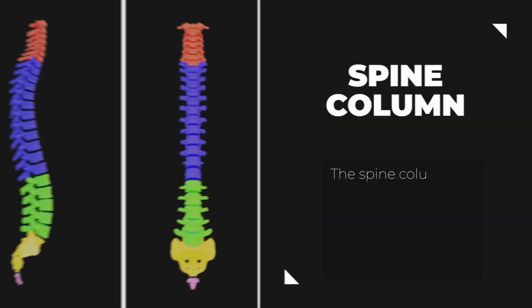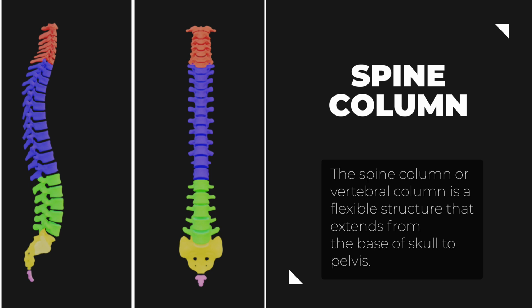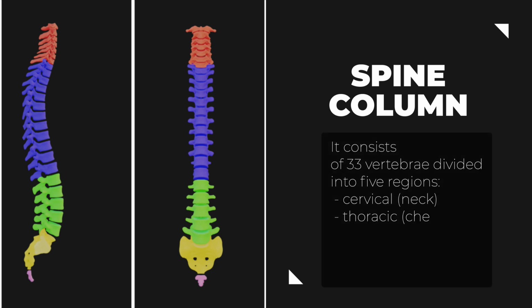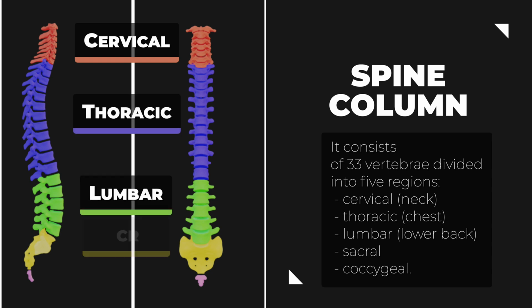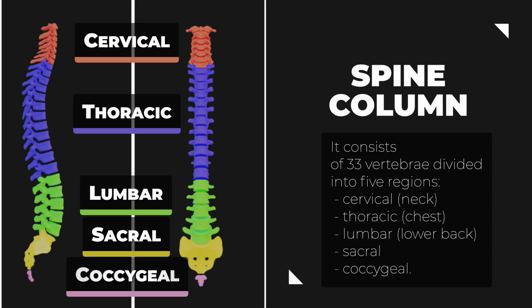The spine column or vertebral column is a flexible structure that extends from the base of the skull to the pelvis. It consists of 33 vertebrae divided into 5 regions: cervical, neck, thoracic, chest, lumbar, lower back, sacral, and coccygeal.